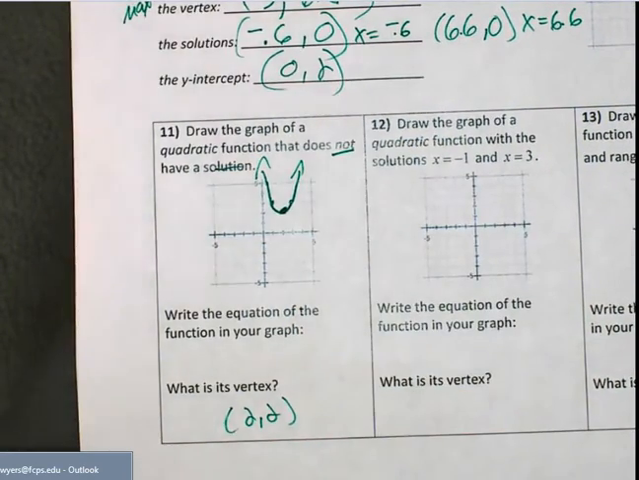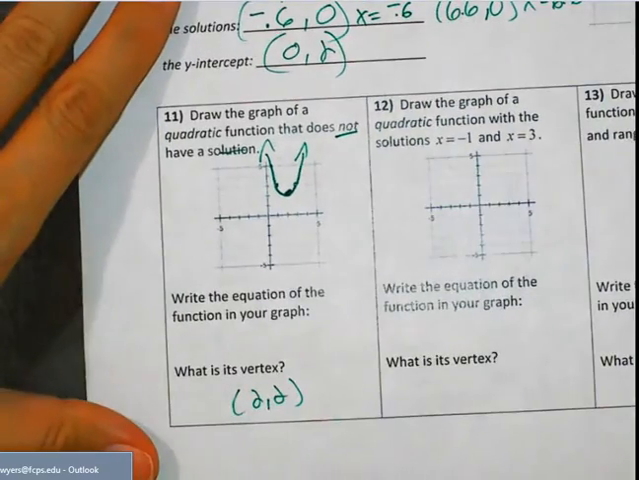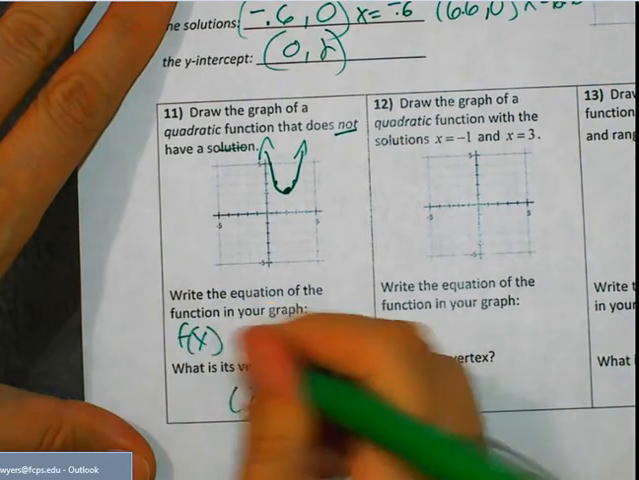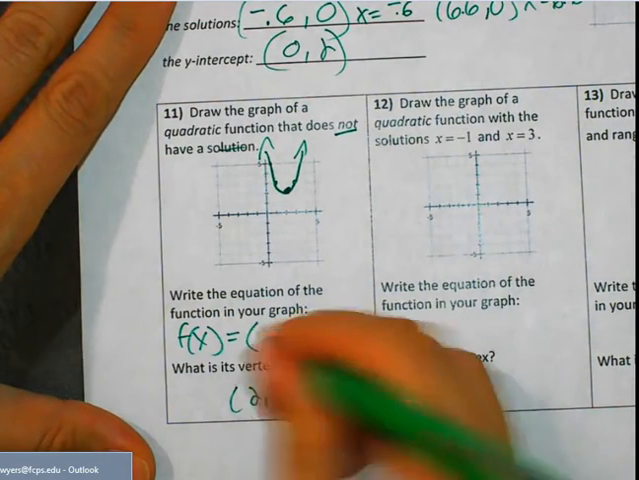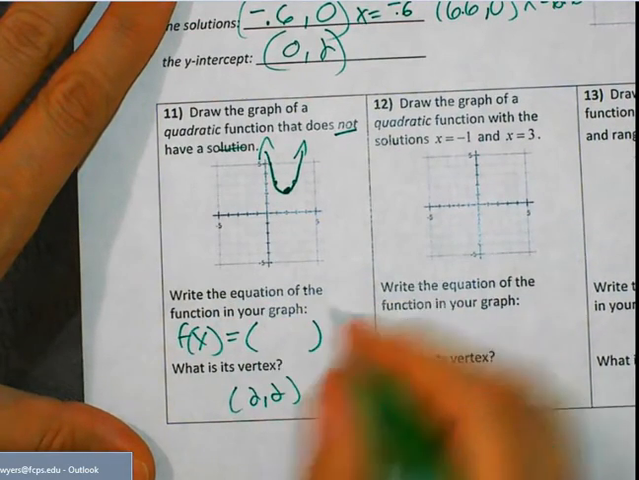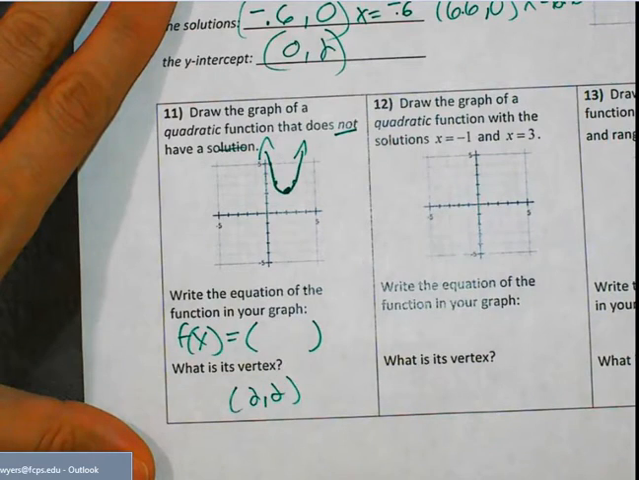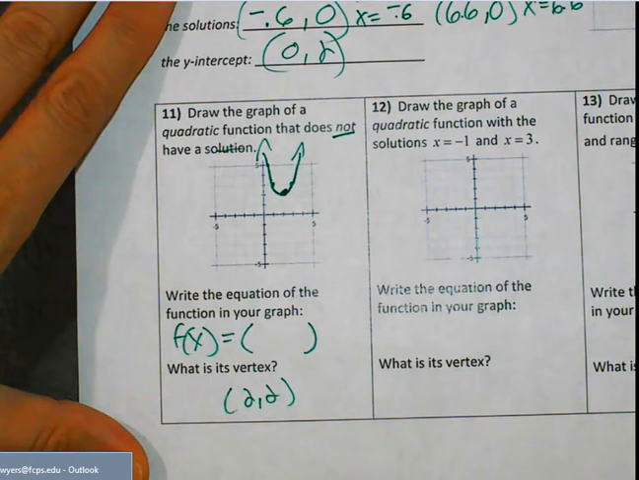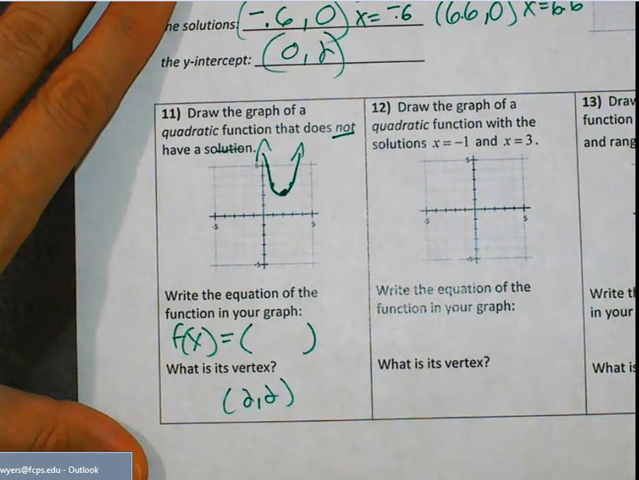And then write the equation of the graph. So the easiest way to write that is in vertex form. So we have f of x equals, and then you have, just like we did on the very first page, your h and your k, and then if there's a reflection over the x-axis, and then a vertical stretch or compression.